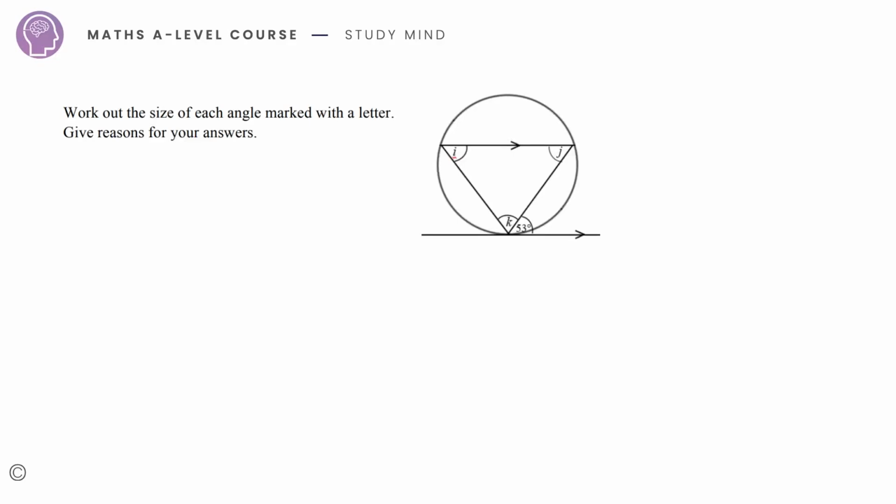A quick example, let's work out the size of each angle marked with a letter, giving reasons for our answers. Now, notice that we have two parallel lines here, so we can also use some earlier techniques from GCSE, like the alternate angle idea. So a Z angle here means that J is equal to 53.